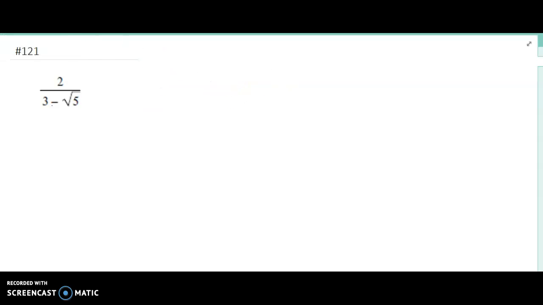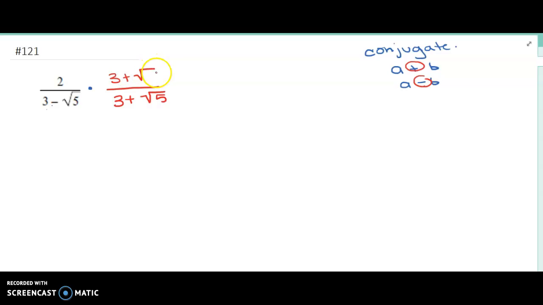All right, now what we need to do is we need to find the conjugate. So if you have a plus b, the conjugate's going to be a minus b. If you have a minus b, the conjugate's going to be a plus b. It's basically the same thing, except you flip the sign between them. So here we have 3 minus square root of 5. So I'm going to multiply by the conjugate, which is 3 plus square root of 5. And of course, if I do it on bottom, I have to do it on top as well.